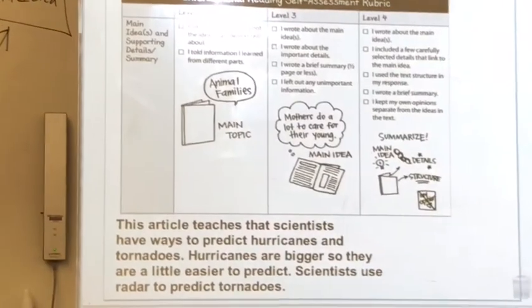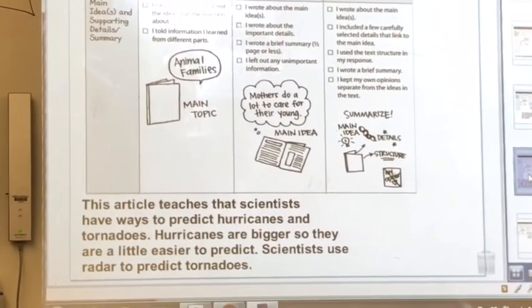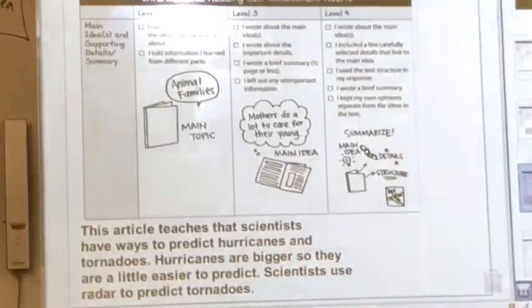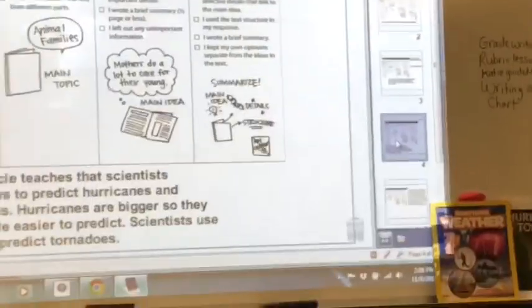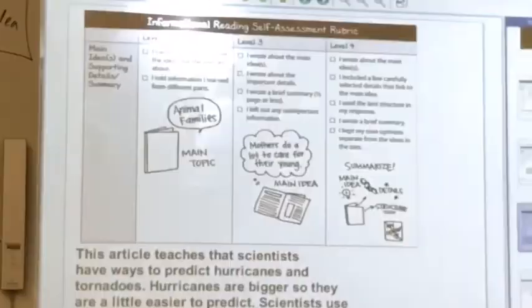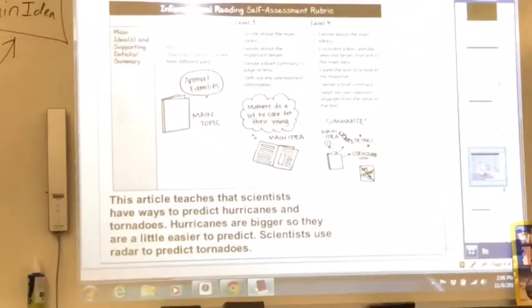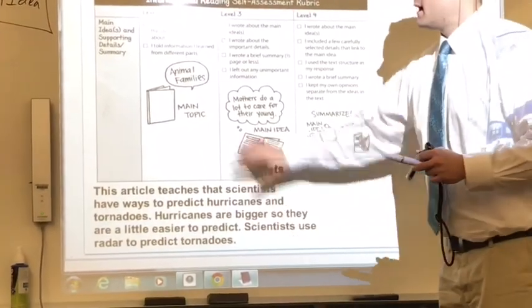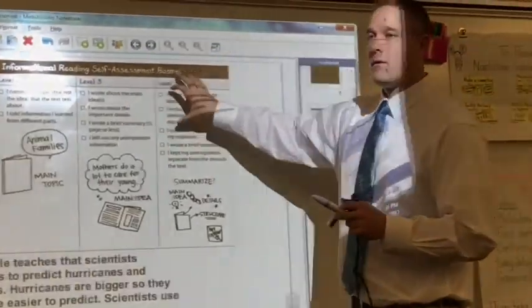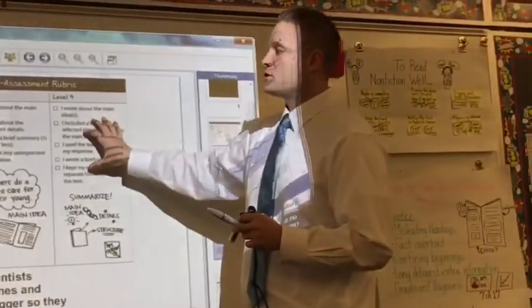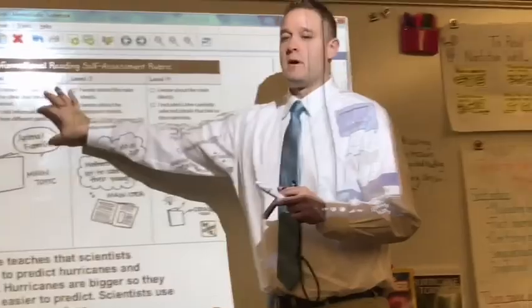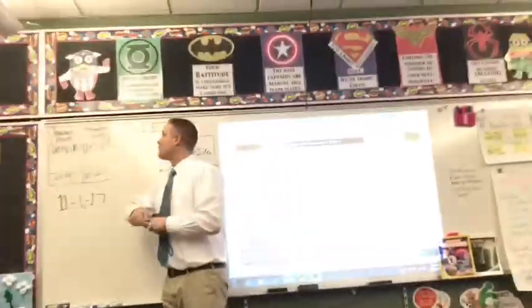This article teaches that scientists have ways to predict hurricanes and tornadoes. Hurricanes are bigger, so they are a little easier to predict. Scientists use radar to predict tornadoes. With your carpet buddy, what is this? A 2, a 3, or a 4? And be ready to justify your reasoning. You may go, 2 minutes. 2, 1.